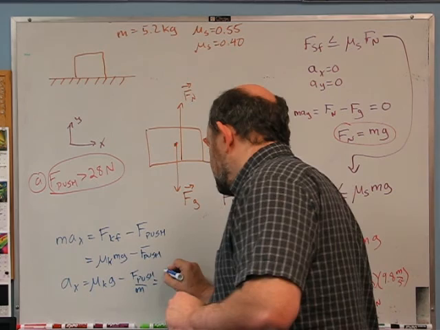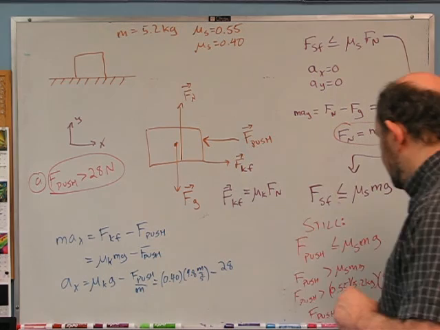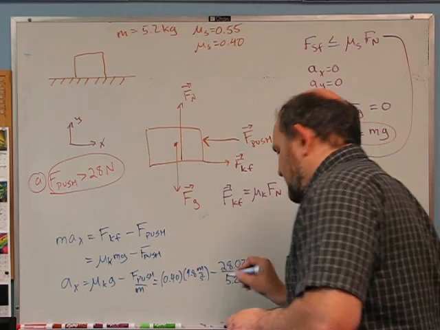Mu k is 0.40, g is 9.8 meters per second squared. F push, I'm going to put in 28, but this is an intermediate calculation, so I'm going to put in extra digits. In this problem, it doesn't really matter, but it's a good habit to be in. Newtons divided by 5.2 kilograms. And that being done, I can now put this into my calculator.